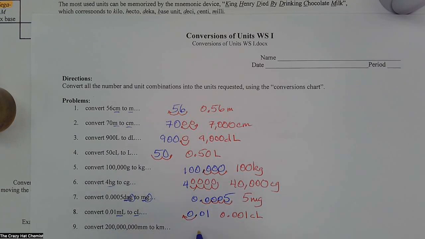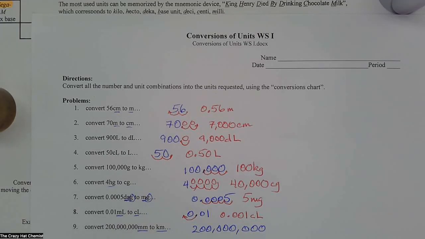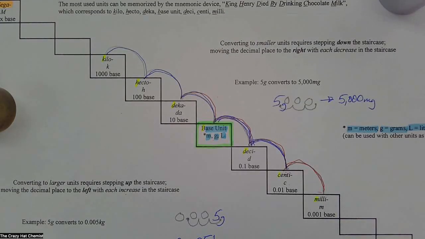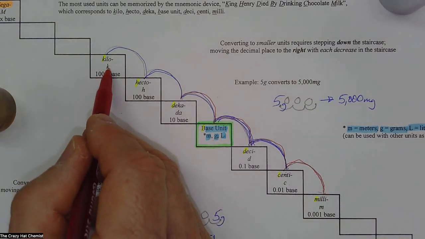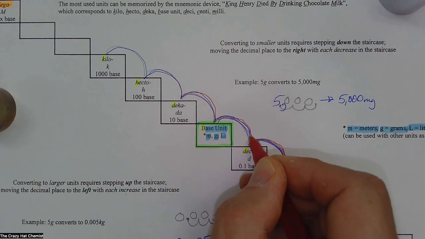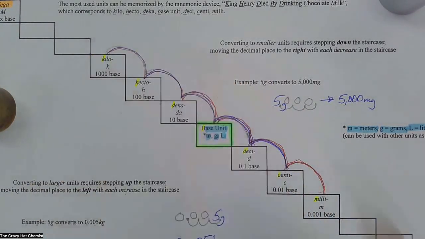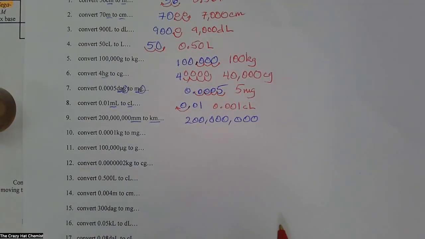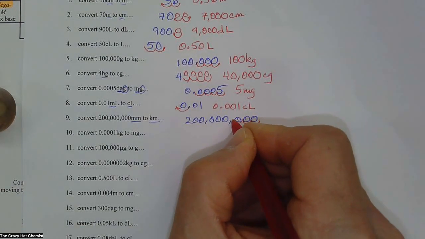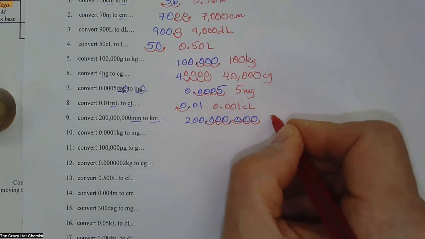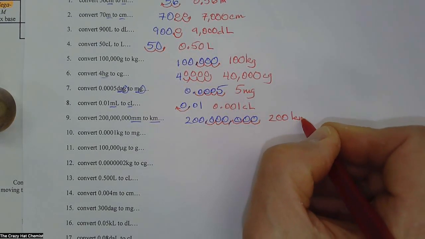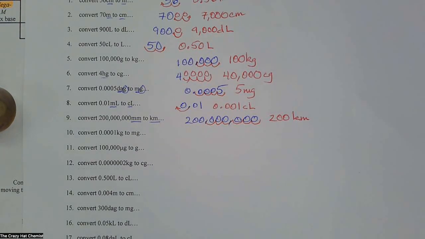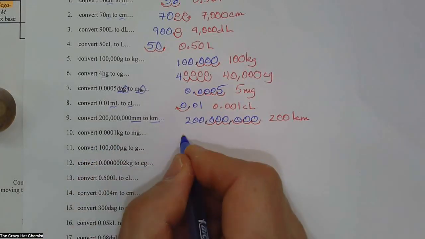The next one here, oh my gosh, we got a huge number here, almost close to the number of subscribers that I have. That's right. So millimeters to kilometers. Millimeters is right here. Kilometers is way up over here. So we're going to go 1, 2, 3, 4, 5, 6 to the left. My goodness, 6 to the left. Here's my decimal. This will be 200 kilometers. All right. 200 million millimeters to 200 kilometers. Piece of cake.